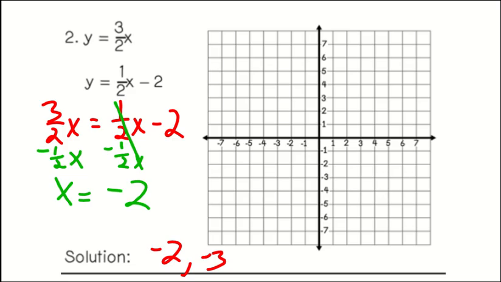If we plug it in, to me, this one would be the easiest one. We take the 1/2 times -2, and we're going to subtract 2. 1/2 of -2 is -1. -1 minus 2. Signs are the same, so we would add, keep the sign, that makes -3.